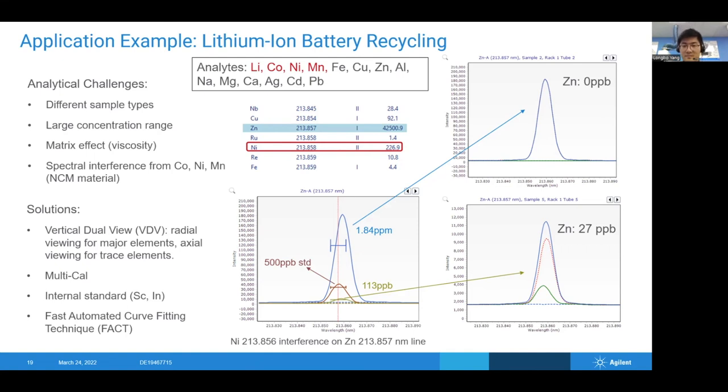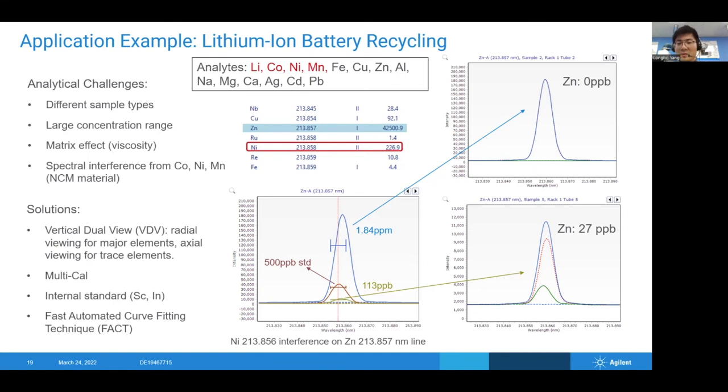For example, here. So these are real spectra from samples that we analyzed for a lithium recycling company. And what you're seeing here is I overlaid three peaks in the same graph. The blue one is what appears to have 1.84 ppm of zinc. The yellow one is a sample that appears to have 113 ppb of zinc. And I also overlaid the 500 ppb standard for reference. But if we look carefully, you can see the peak doesn't really match the standards perfectly. And if we look up in the interferences table, we know there's a lot of nickel in the sample, so we can see there's actually a nickel interference line right next to the zinc.